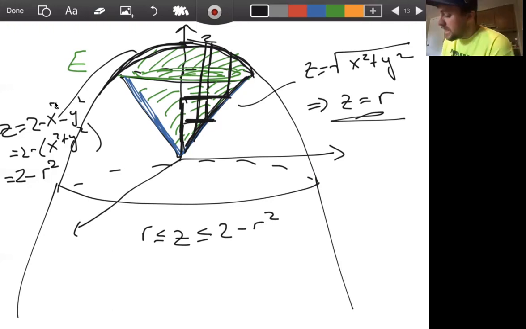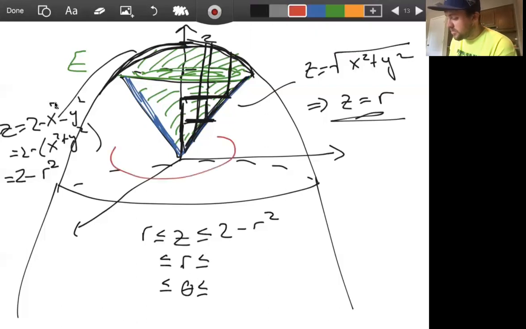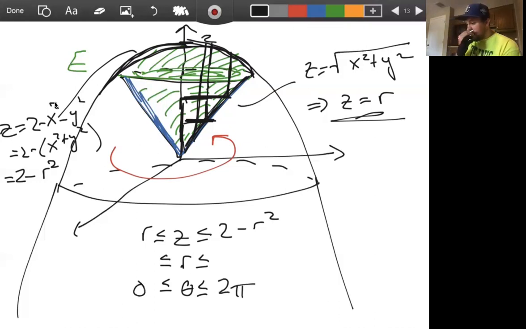And now we need bounds for r, and we need bounds for theta. Well, the theta bounds are easy, right? There's no restriction on what direction we're traveling. This cone sweeps around all 360 degrees. So here our theta bounds are just from 0 to 2 pi. Okay, and then the last thing we need is our r bounds.